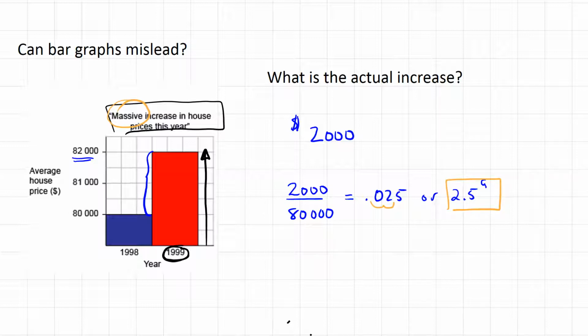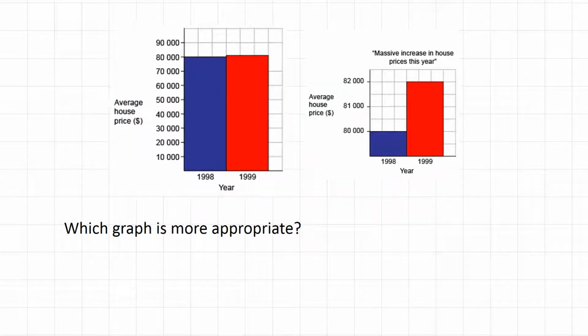So why does the graph look like it's such a big difference? It's because of the scale. It didn't start at 0, it started at 79,000 actually, and went up from there. This is what the graph would look like if we plotted it from 0. So notice that it's just a sliver above the blue line. And so there's a slight increase, not a massive increase.